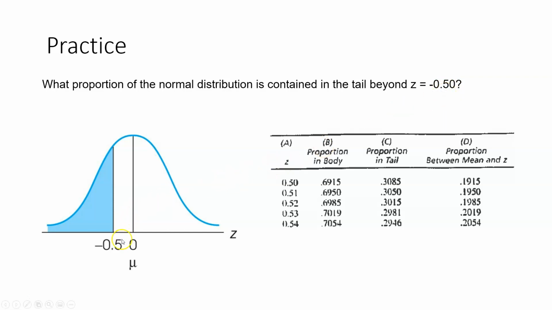You should remember that a negative z-score is not listed in the table. So you look for the positive z-score, 0.5. You see it here. And then you look for the proportion listed in the tail, because we're looking for things lower than or beyond in the tail, lower than negative 0.5. The proportion in the tail is 31% or so, and so the answer is 0.3085.